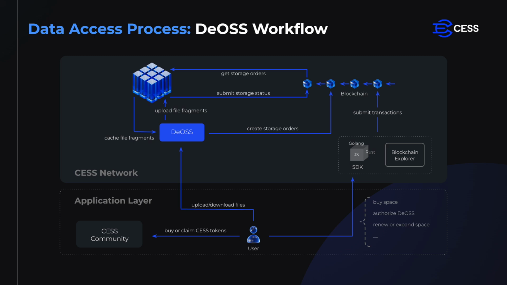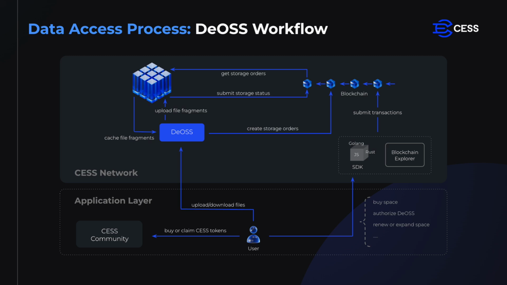Authorizing the gateway is necessary for the gateway to perform some operations on the user's behalf, such as uploading or downloading file segments, renewing or expanding space, and other storage operations. After purchasing the required storage space and authorizing DeOSS, we can start performing storage operations using the APIs and SDKs. When users upload a file, the gateway submits transactions on the user's behalf, streamlining the process and ensuring that our storage-related information is written on the blockchain.